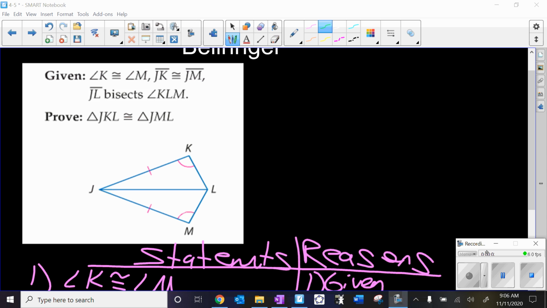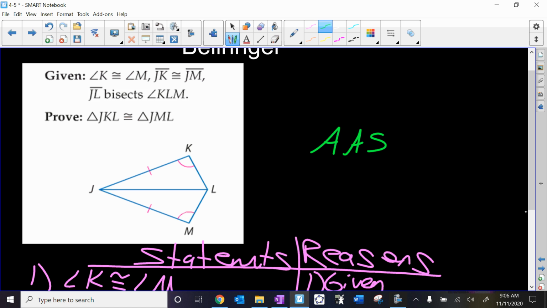I've got one last example that is going to show us angle, angle, side. So from our given, we know that angle K is congruent to angle M. They mark it in both our triangles. We know that JK is congruent to JM, and it also tells us that we're dealing with a bisector as well. Most of you are probably going to see JL as part of both triangles.